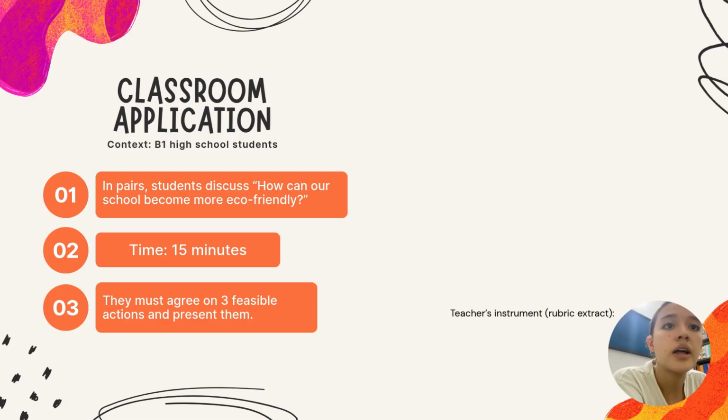So we have a teacher instrument that is a rubric extract. We have some scores: excellent, good, fair, or poor, and the categories we're grading or trying to focus on. First, fluency. If they speak naturally and confidently, they get a 4. If they have frequent pauses or some hesitations, they will get a lower score in the rubric.